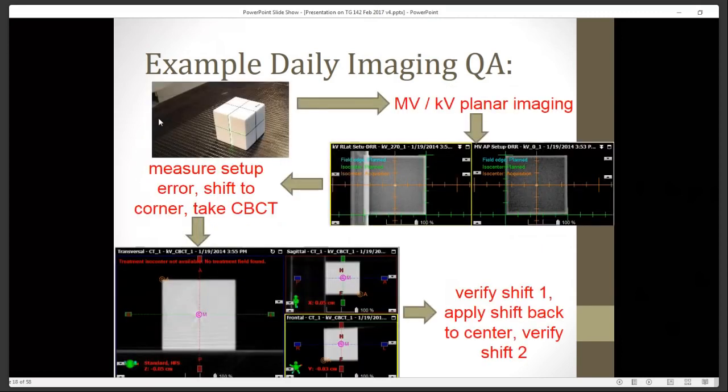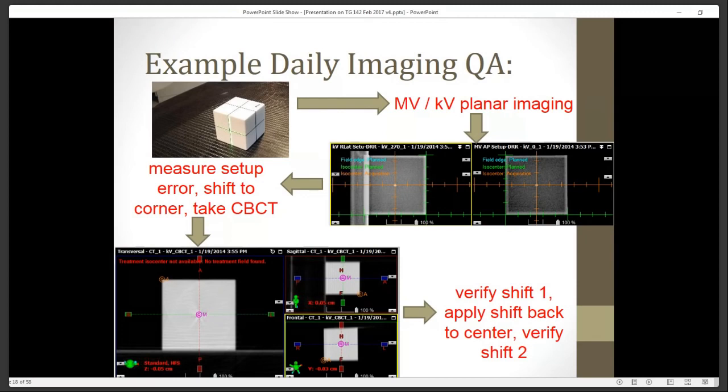So this is what it looks like. Basically, set up this cube to the lasers, take your planar imaging, some orthogonal imaging, then shift based on that, take a cone beam, and then shift back. Here you can see the cone beam is acquired at the shifted position, and then shift back and verify. This way, using two shifts and two types of imaging, you can verify both your orthogonal planar imaging and your cone beam CT on a daily basis.